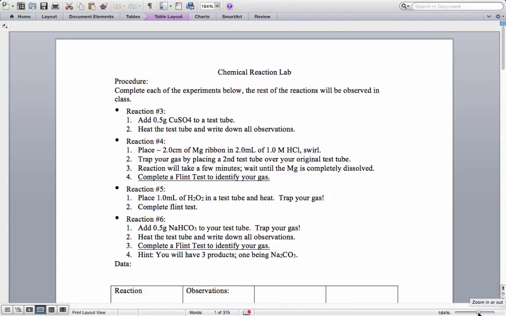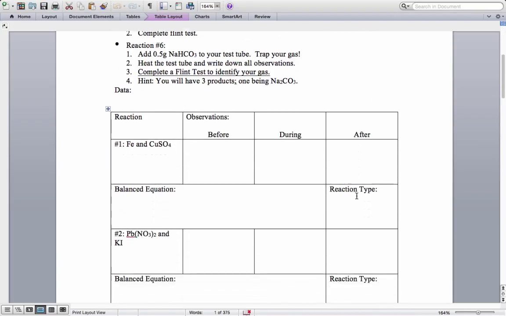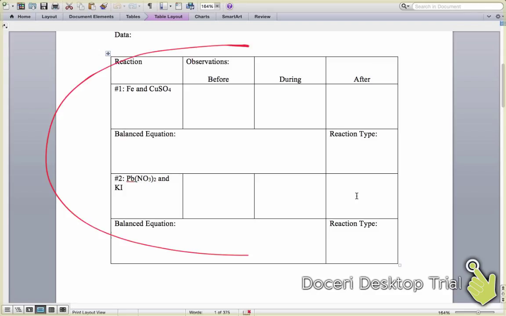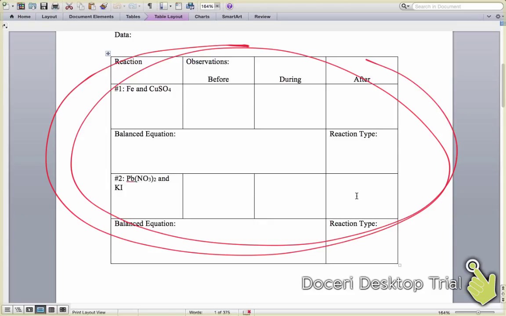Okay, so if you remember back last week on C-Day, we started talking about this chemical reaction lab, and we actually did the first two reactions in class today, and we watched the videos. So you should already have this area of your lab report filled out with your before, during, and after.